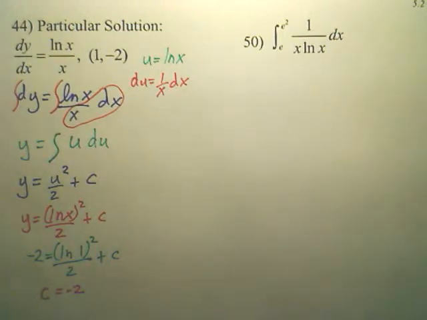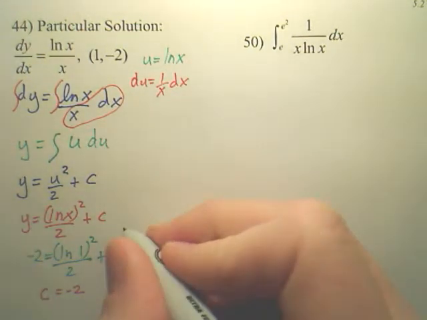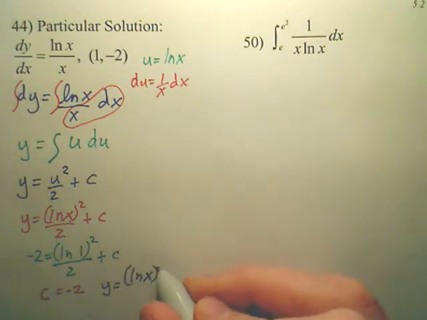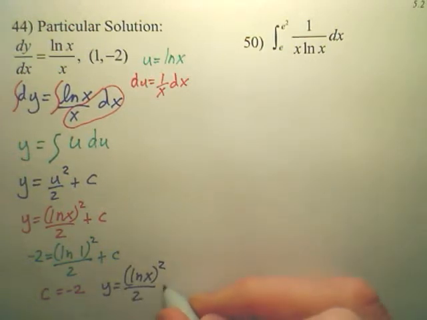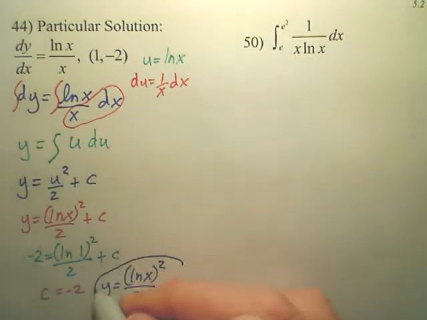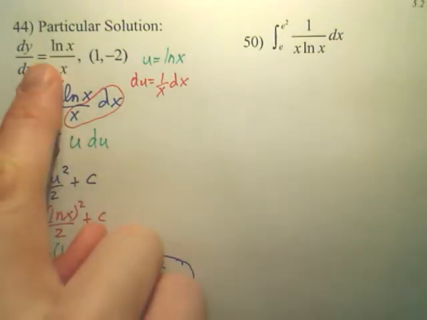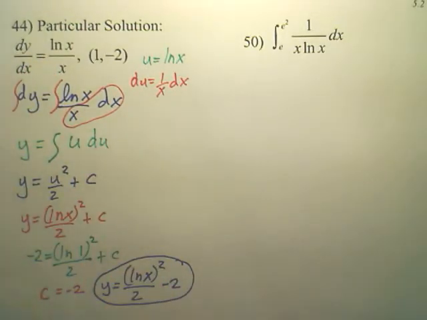My answer is y equals (ln x) squared over 2 minus 2. That is the particular solution. That is the graph of the original graph through the c value.